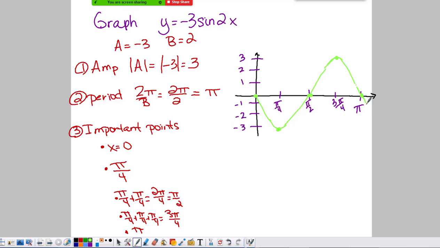And if you want to, you can keep going. It's just going to keep repeating in that same pattern. It's going to go down to -3, come back up to 0, go up to 3, and turn. That's getting wider.